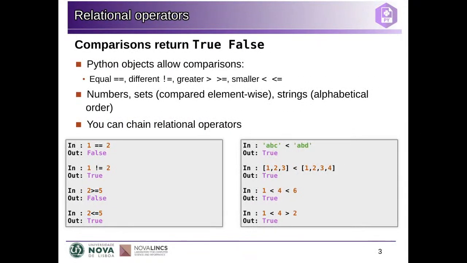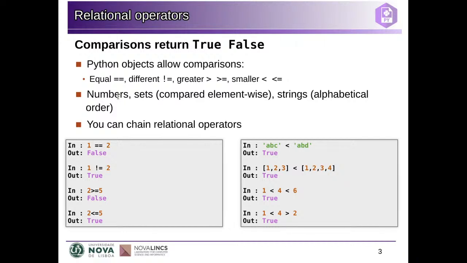Relational operators are operators like equal, different, greater, smaller, and such. So if you want to compare two values to test if they are equal, you use two equal signs. If they are different, it's an exclamation point followed by an equal sign, and then greater, smaller or equal, greater or equal. You just put these intuitive signs for these operations.